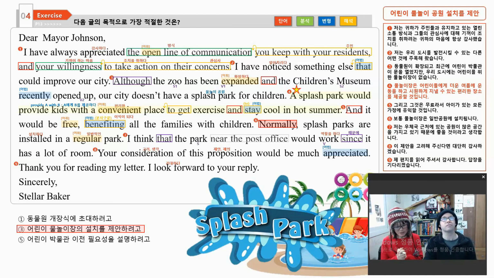So the answer is, one more time? The answer is, it is a proposition, an idea to create a splash park in the city. So that's why number 3 is the answer, right? That's right. All right, then.